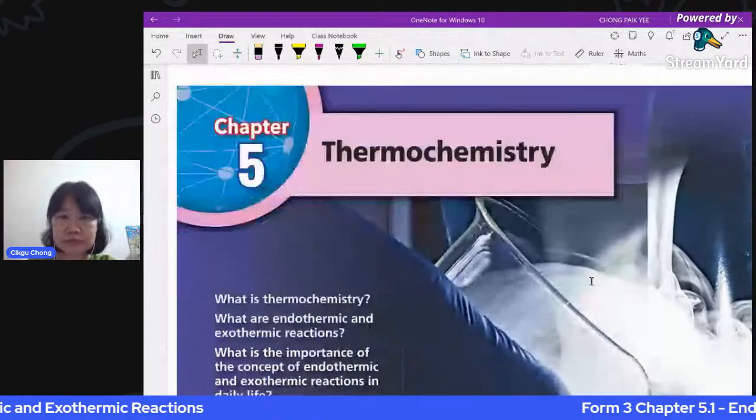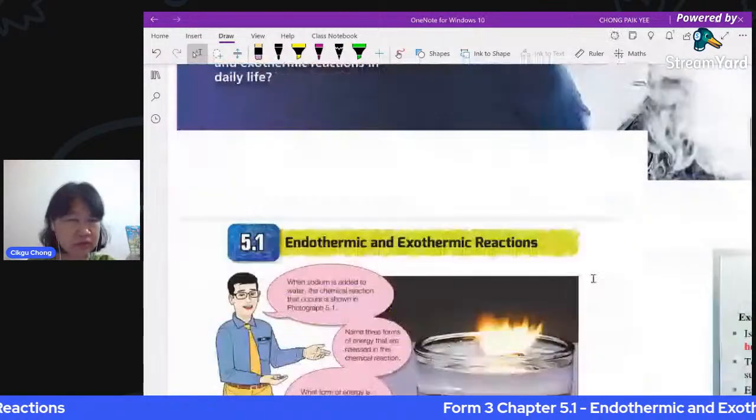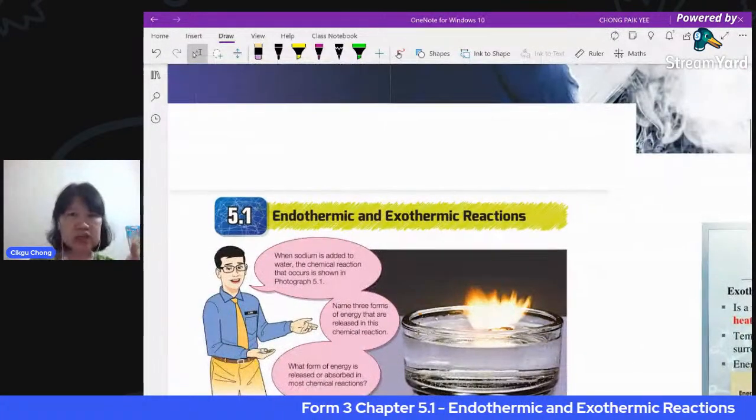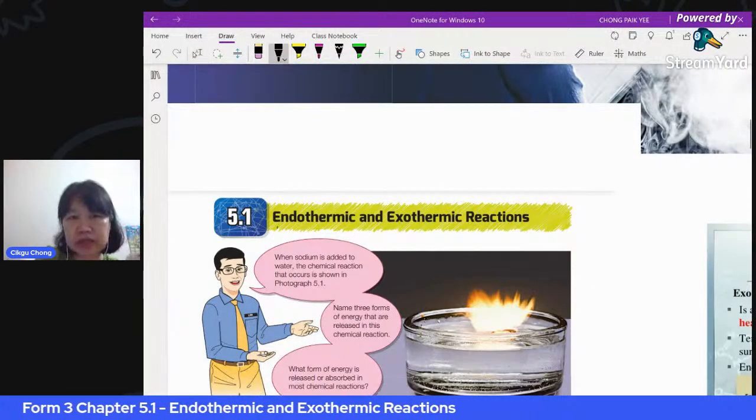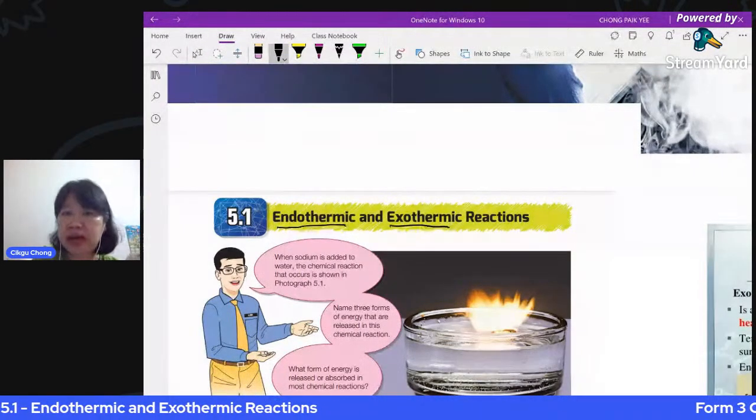Here, in terms of thermochemistry, there are actually two groups. Reactions can be divided into two, whether they are endothermic or exothermic.